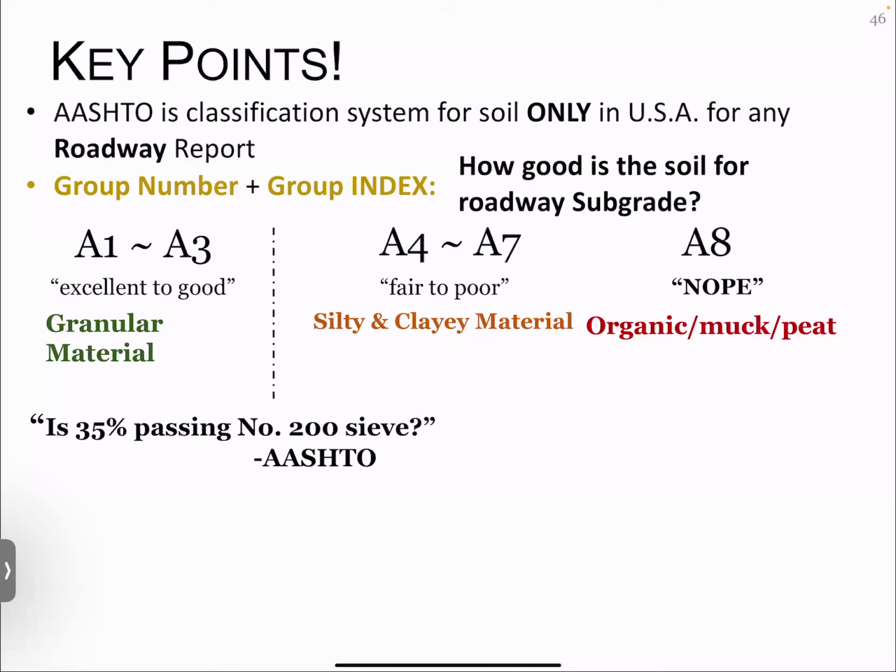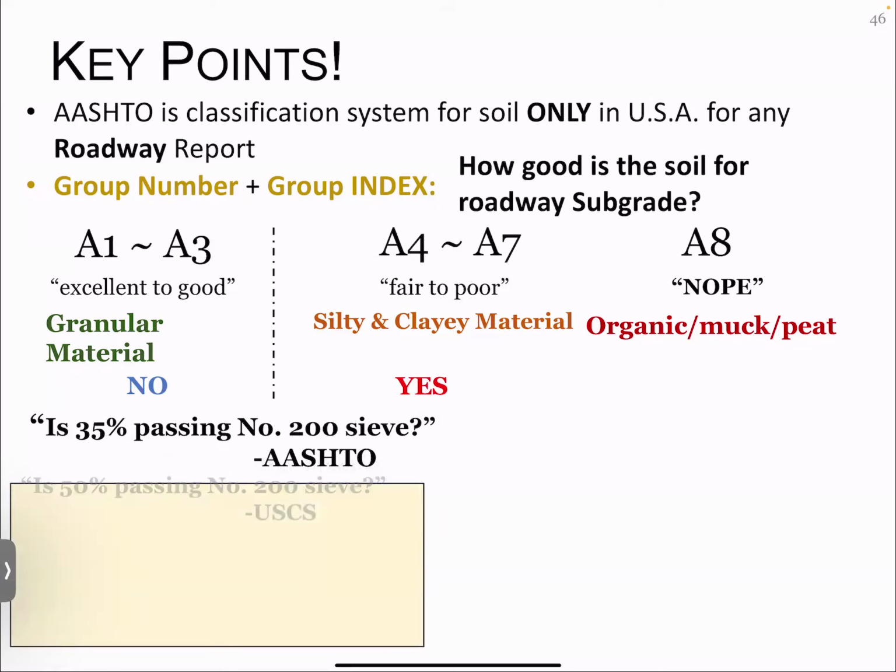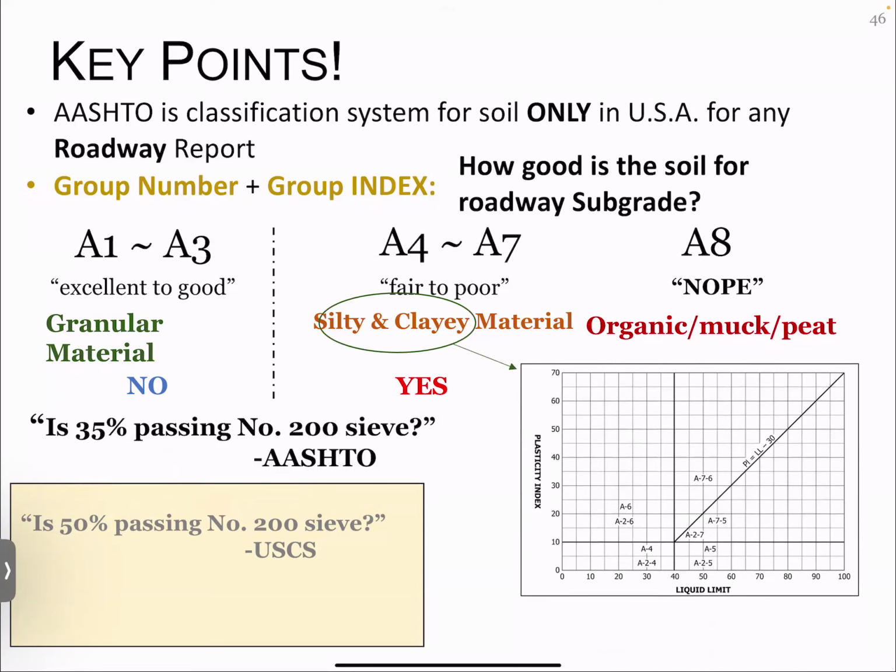The question is, is 35% passing the 200 sieve? Yes and no. Remember, in AASHTO or USCS, that question would be 50% passing. So they're a little bit more like, what's the majority? And AASHTO is a little bit more direct with 35%. Yes, A-1 through A-3 is less than 35%. Everything else is greater than 35%. And then for silty and clay, to distinguish between those, you would look at this plasticity chart rather than the Casa Grande plasticity chart.